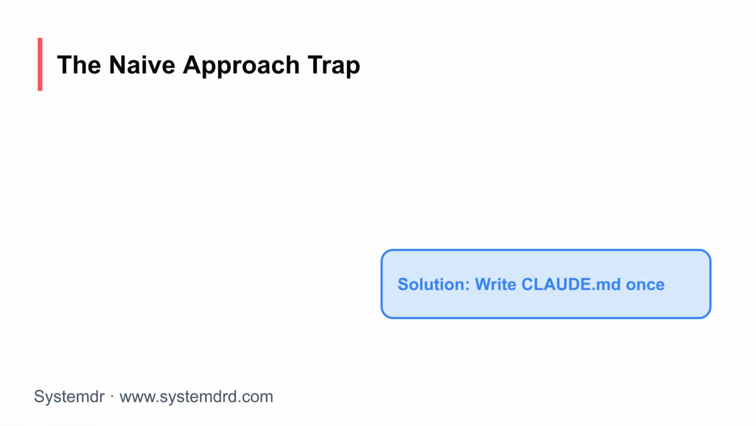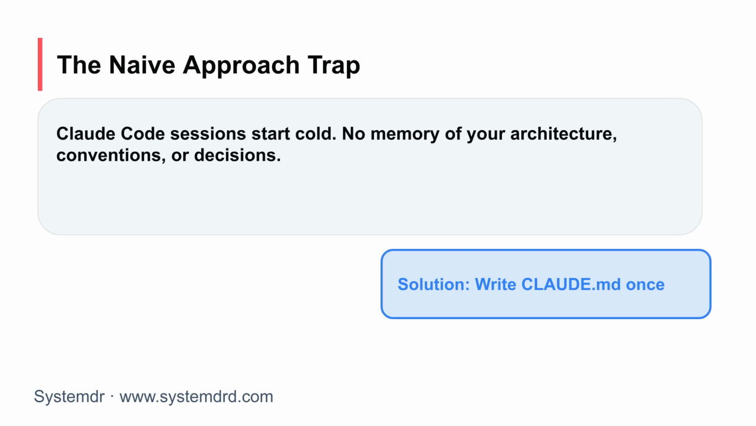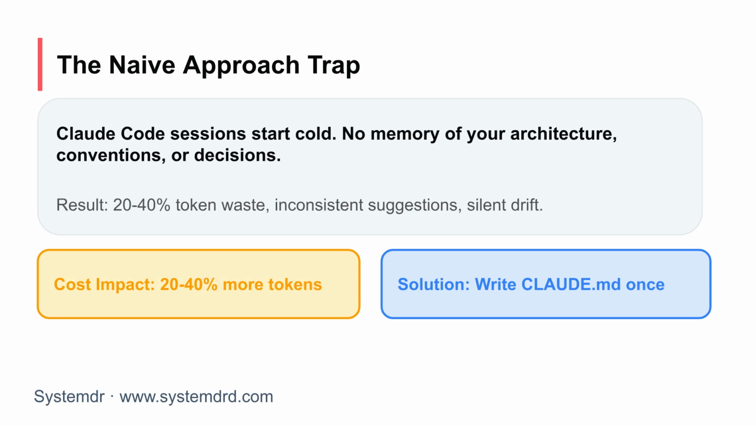The naive approach of starting Claude Code sessions cold leads to serious drawbacks. Without context, you face 20 to 40% token waste, inconsistent suggestions, and silent drift. The solution is to write and maintain a CLAUDE.md file once to provide persistent context.